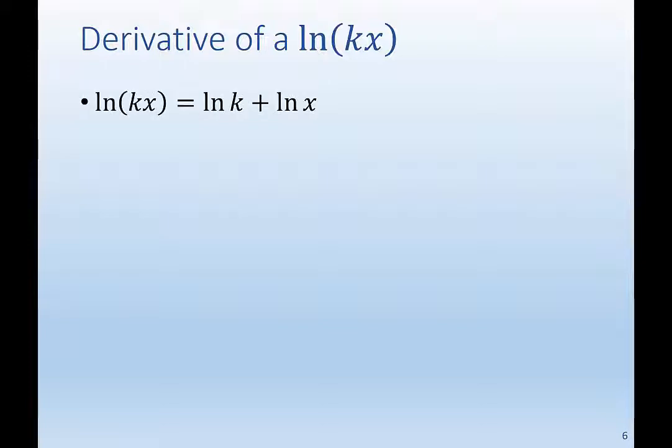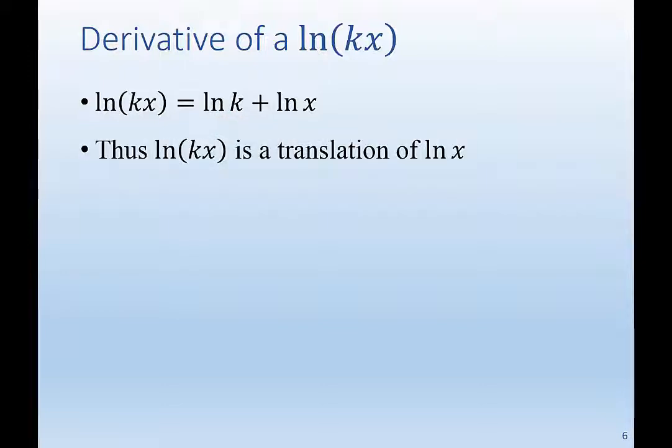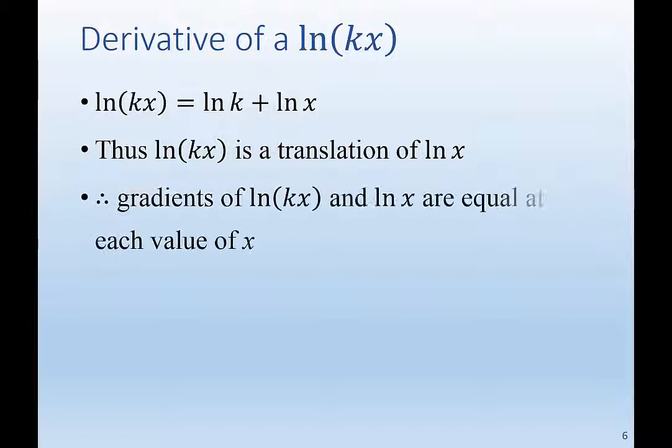However, if we use our log laws and express the log of this product as the sum of these two logs, then we can see that we have the natural log of x function that is translated upwards by the natural log of k. So therefore, because it's a translation, we've actually got the same graph just moved upwards. And so for any one value of x, the gradients will be the same for the tangents at that x value. That is, the tangents will be parallel, as we saw.